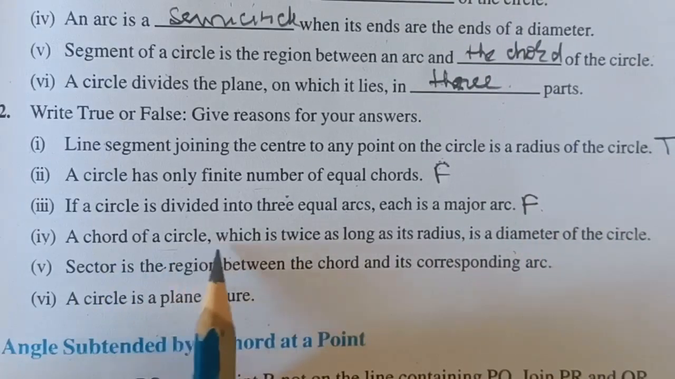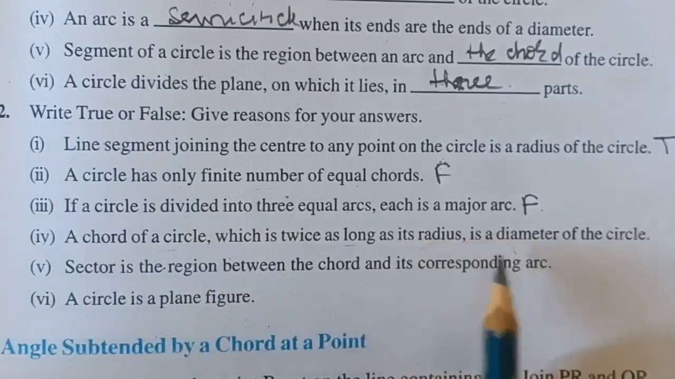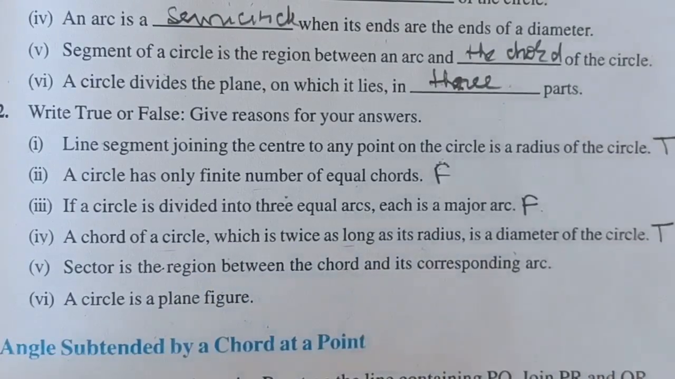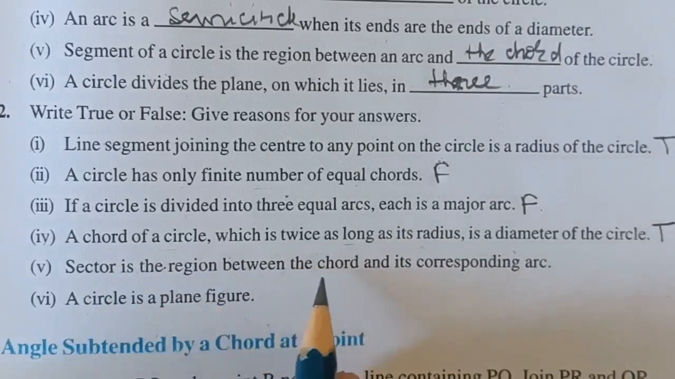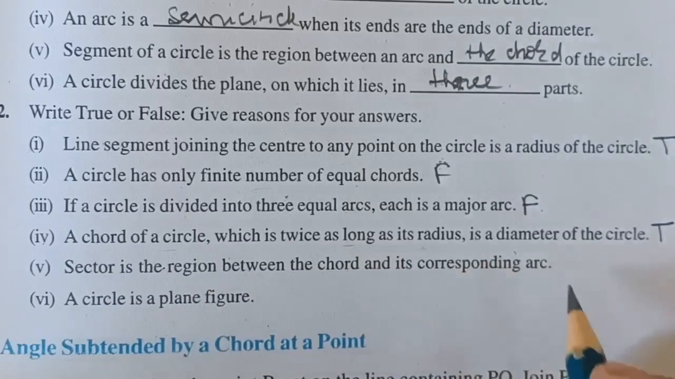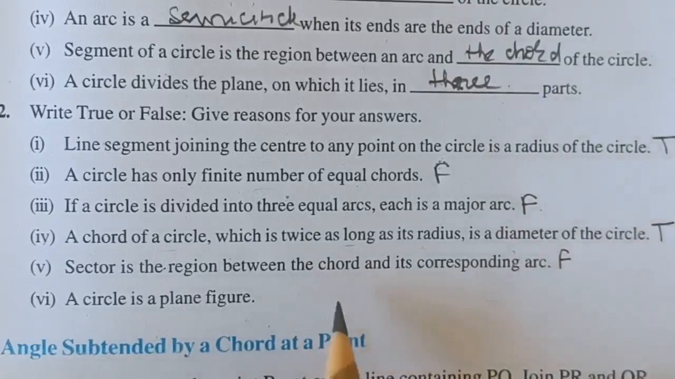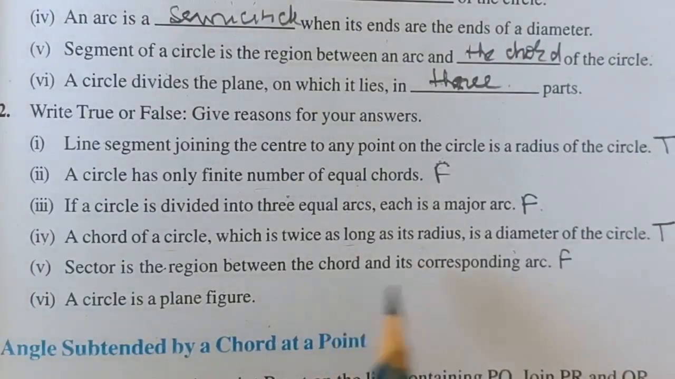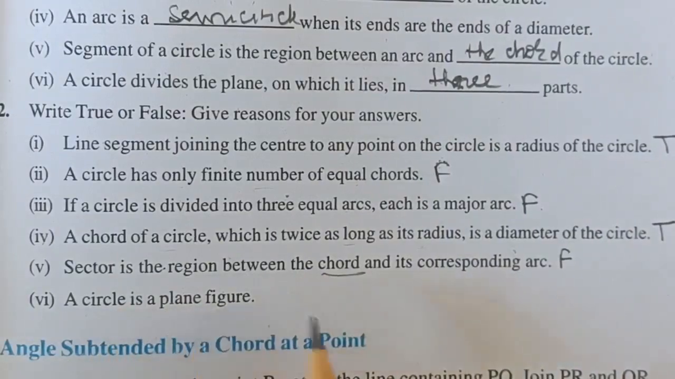A chord of a circle which is twice as long as its radius is a diameter of the circle. This is true because the diameter is twice the radius. Sector is the region between the chord and its corresponding arc. This is false. The sector is the region between the radii and its corresponding arc, not the chord. A circle is a plane figure. This is true.